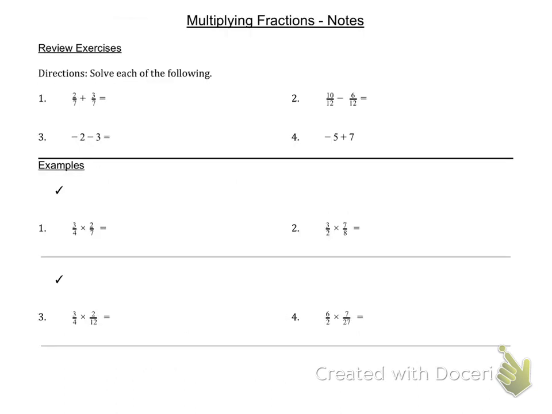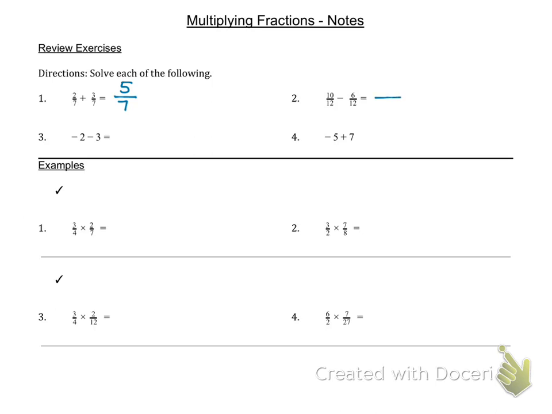Let's start with the review exercises. Number 1 says 2/7 plus 3/7. They have like denominators, so we're going to keep the denominator the same and add the numerators. 2 plus 3 is 5, so we have 5/7.